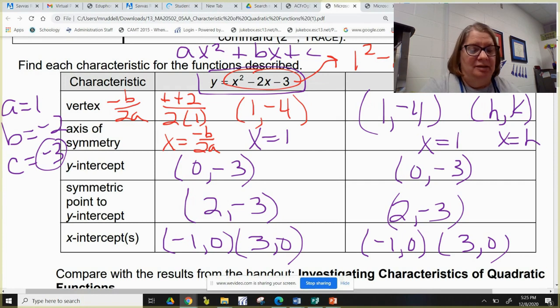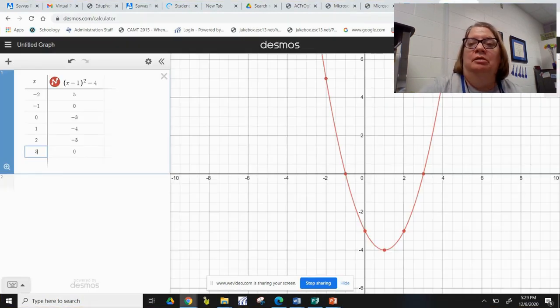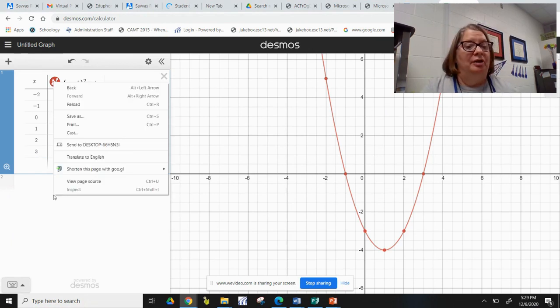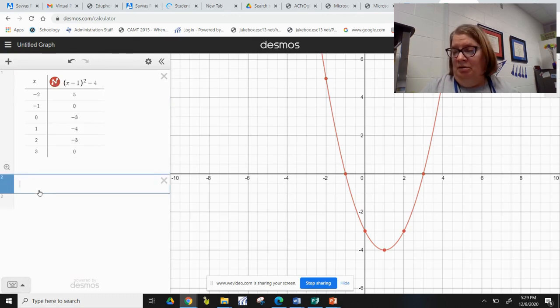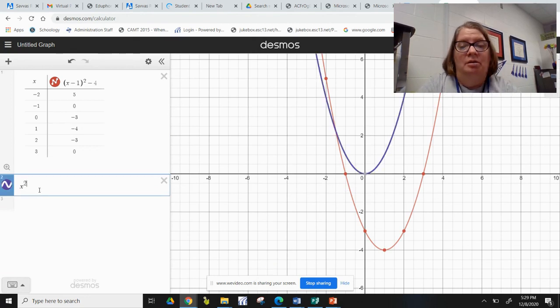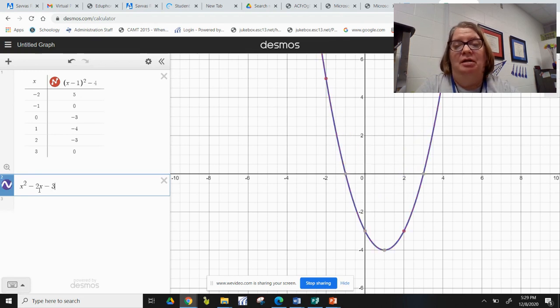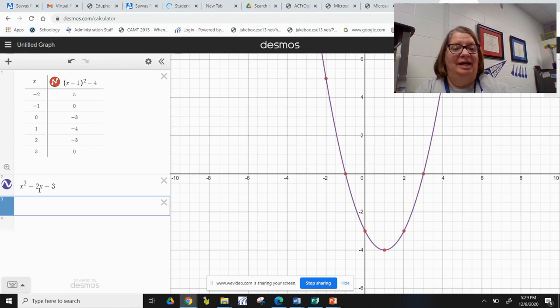Now, let's go back to Desmos a second. And here we graphed that equation in vertex form, x minus 1 squared minus 4. Let's graph it in standard form with x squared minus 2x minus 3. What do you notice? It's the same exact graph. What's the vertex? There's the vertex, negative 1, 1, negative 4.